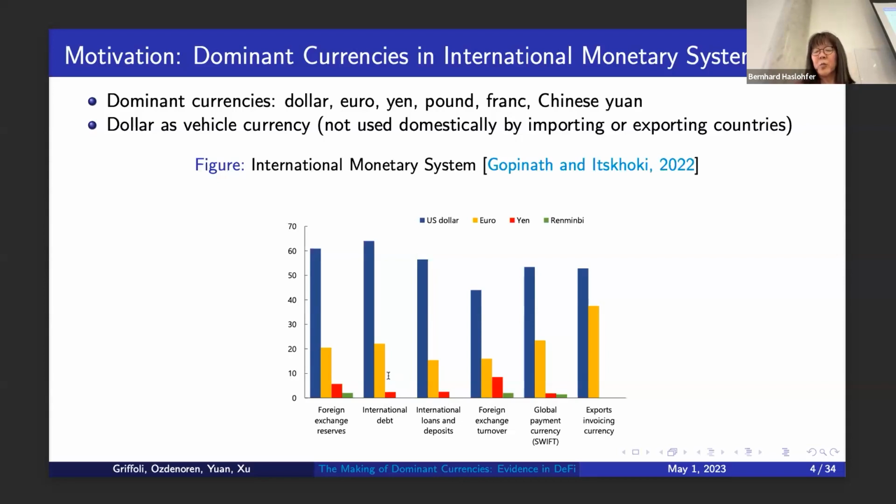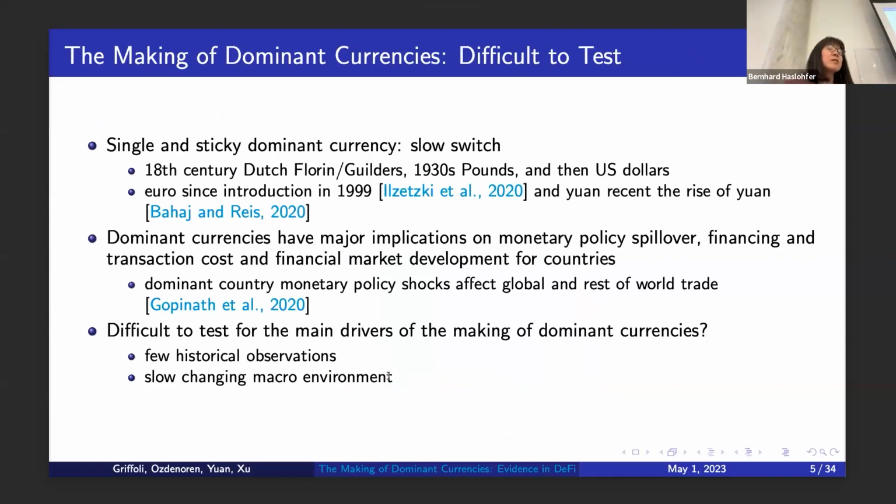So why do we care about dominant currency? Well, obviously it has major implications for optimum monetary policy design, because there will be monetary policy spillover from the dominant country to the rest of the world, and also for financial development and transaction cost, etc. I came to this topic mostly from the design of CBDC perspective. So if we know what are the features of dominant currency, it will be informative for the design of CBDC in the future.